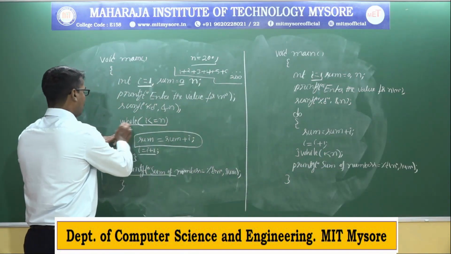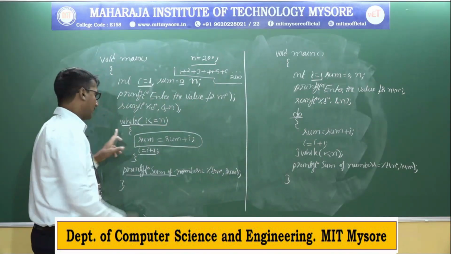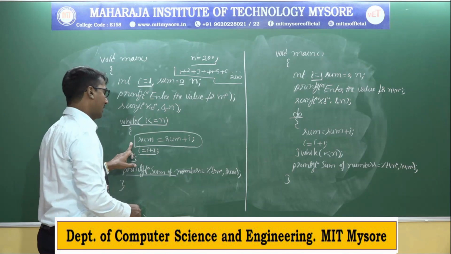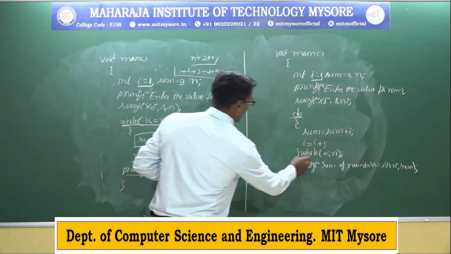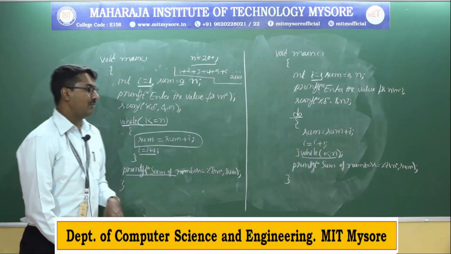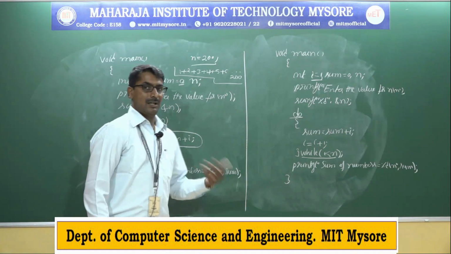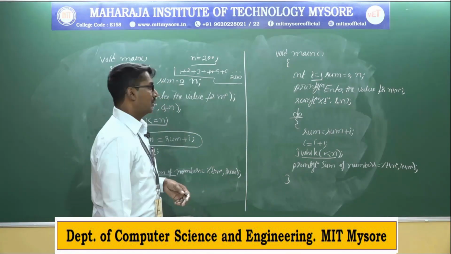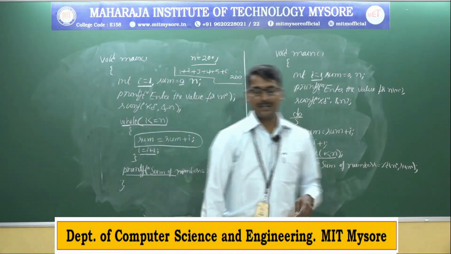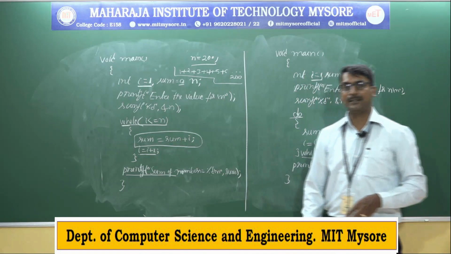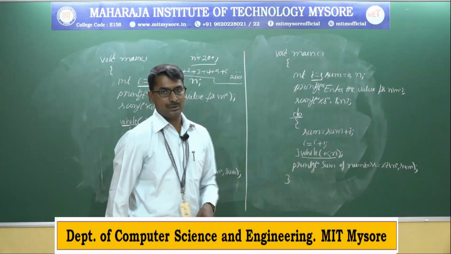So you can see the difference. In the while statement, while is first, but in do while, do is first, then the body statement will be executed, update, then the last is the condition checking. So that is the major difference between while and do while. In many question papers they ask the difference between while and do while. So while is the entry control loop, do while is the exit control loop.